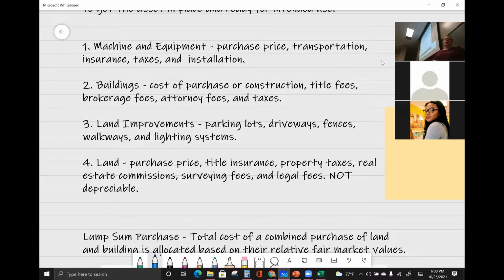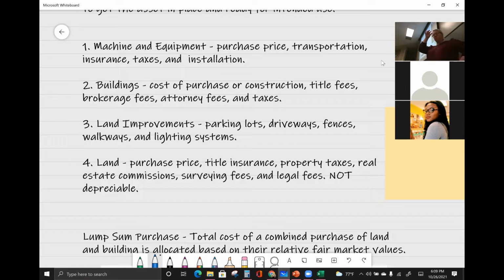And then you also have title fees, brokerage fees, attorney fees, taxes. So when you go to the active sale, you'll have all of these costs listed out for you. Some of those costs you can capture, and that would be included in the price of your assets, so you wouldn't expense those. There's some things you can expense, but other things you would include in the price of your asset.